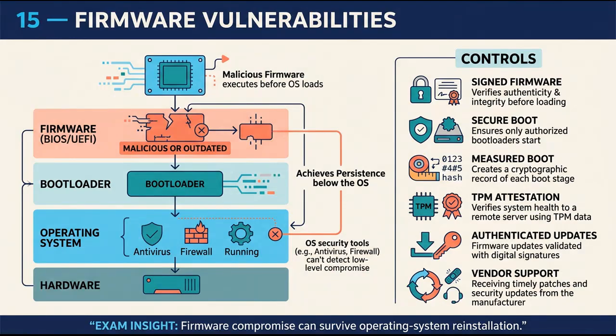Firmware is low-level software that initializes and controls hardware. It exists in system boot firmware, storage controllers, network equipment, peripherals, mobile devices, and embedded systems. A firmware vulnerability can provide persistence below the operating system, making detection and removal difficult. Reinstalling the operating system may not remove malicious firmware. Weak update validation can allow unauthorized images, while outdated firmware may contain known flaws.